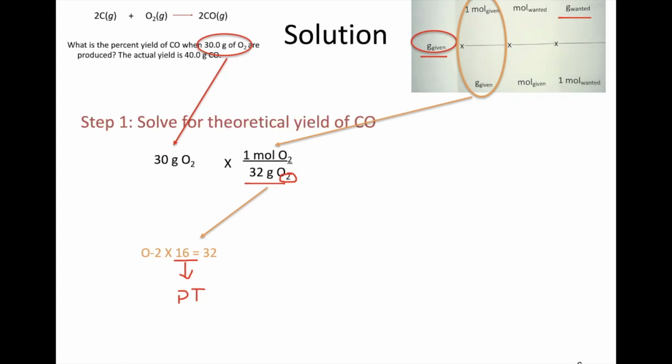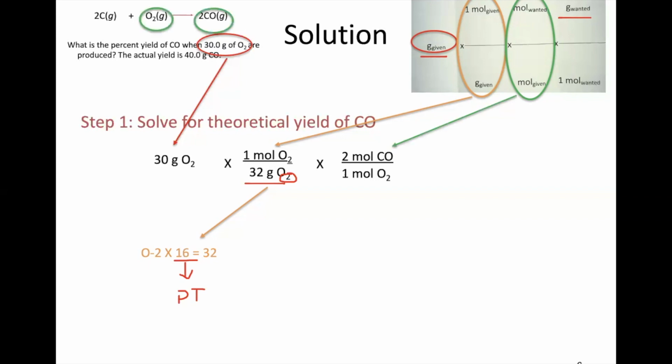So then we will move on to mole over mole, and we want mole wanted over mole given. Remember, this is a ratio that we get directly from the balanced equation. So these numbers 2 over 1 came from the balanced equation. And if you already have your wanted and given written down, it just makes it so much easier. Just do that at the beginning, guys.